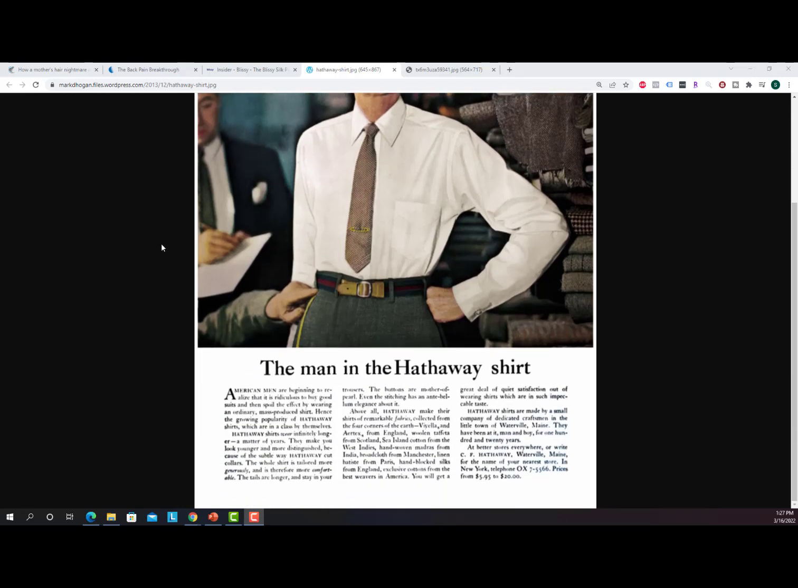Because if you look at the text, it just goes straight into the shirt, right? American men are beginning to realize that it's ridiculous to buy good suits and then spoil the effect by wearing an ordinary, mass-produced shirt. Hence the growing popularity of Hathaway shirts, which are in a class by themselves. Hathaway shirts remain... and so on. So they make you look younger and more distinguished. The image is telling a story that's aspirational, that connects to the product. So the product itself becomes aspirational.